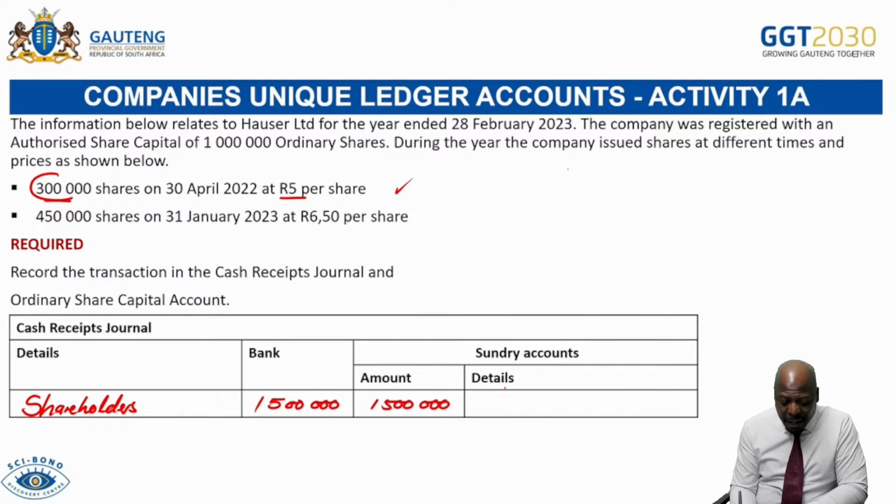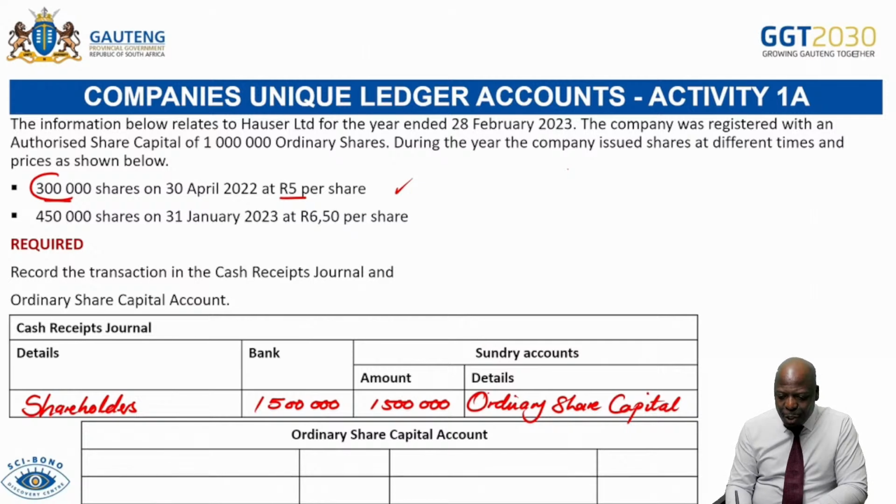In my sundry accounts, and then I'll now say ordinary share capital. Ordinary share capital. Like that. Are we good? And then I remember then that must be posted onto my ordinary share capital account. So I'm posting it now to my general ledger. My ordinary share capital account, it's an equity account.